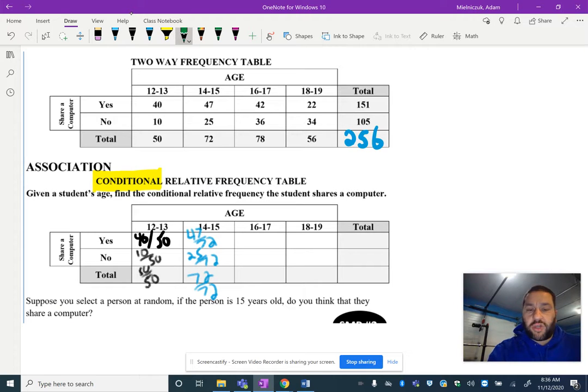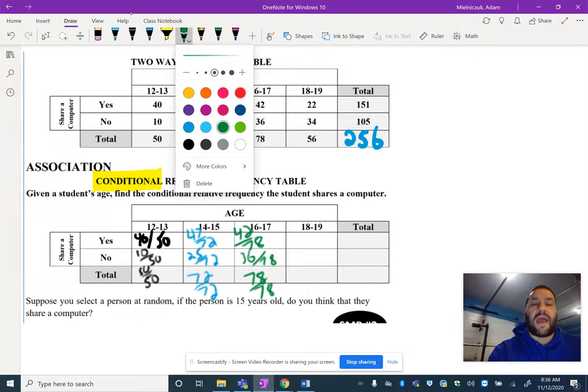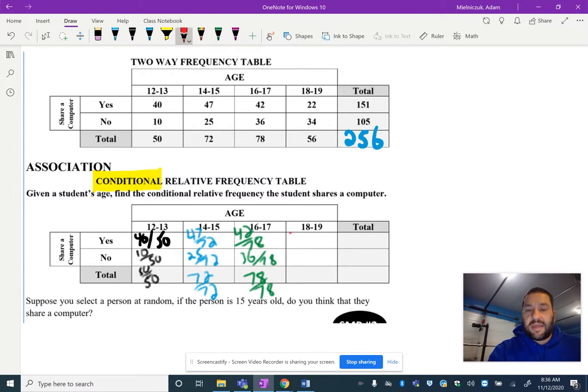Well, our conditional would be 42 out of our total of 78 said yes. 36 out of 78 said no. And 78 out of 78 answered. And then for our last one, 18 to 19 would be 22 out of a total of 56. 34 out of 56 said no, and then our total is 100%.